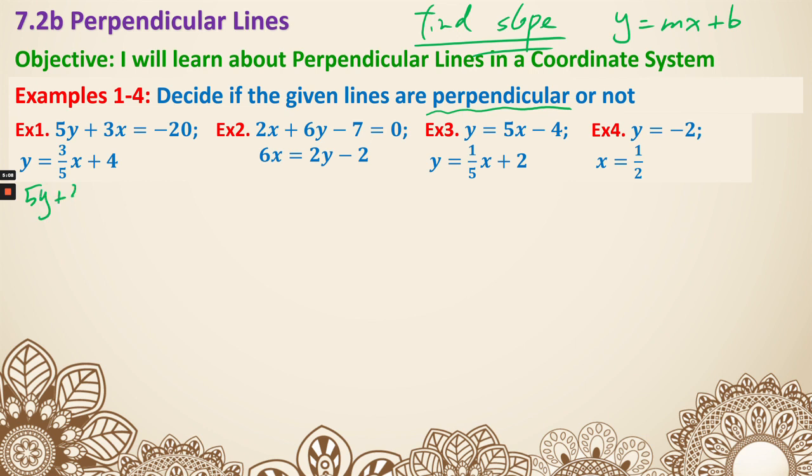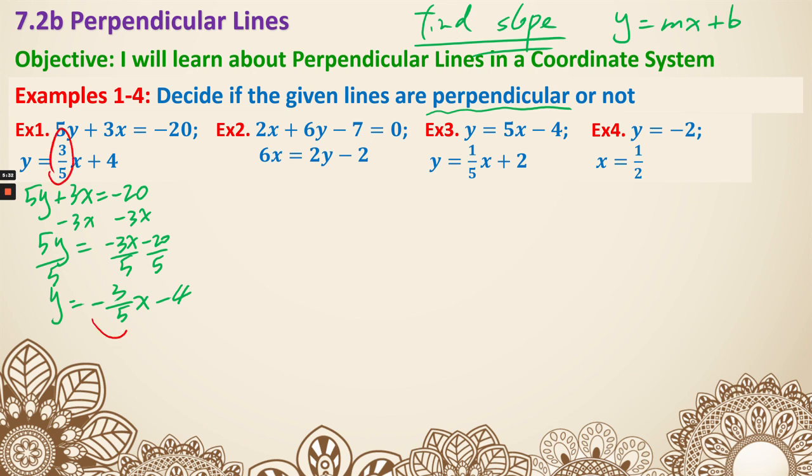So 5y plus 3x equals negative 20. Subtract 3x on both sides. So 5y equals negative 3x minus 20. Then divide everything by 5. We have y equals negative 3/5 x. Negative 20 over 5 is minus 4. My slopes are 3/5 and negative 3/5. They are opposite, but they're not reciprocal, meaning the fraction is not flipped. So clearly, they are not perpendicular.